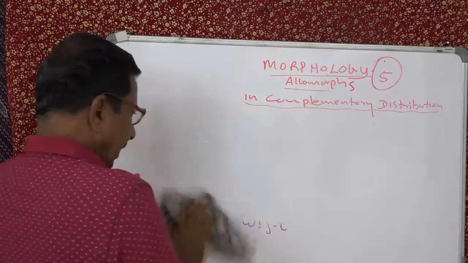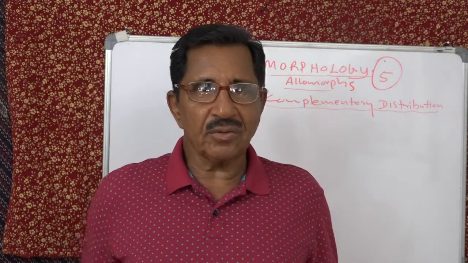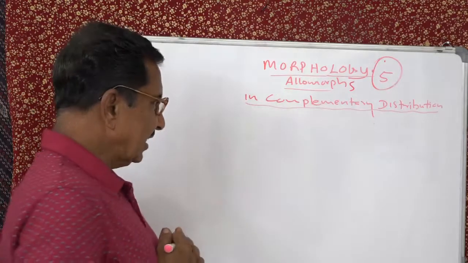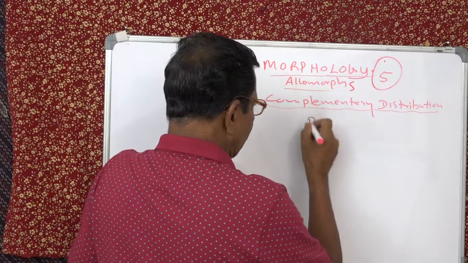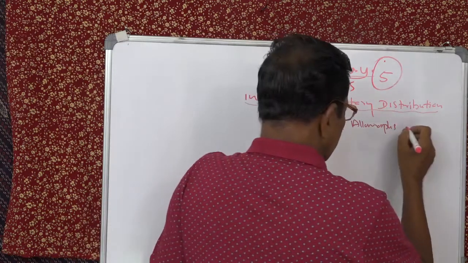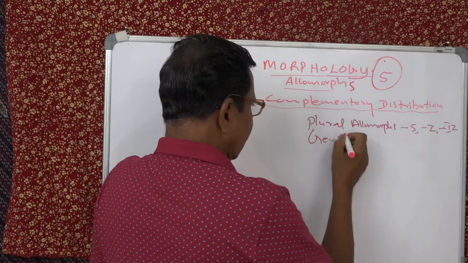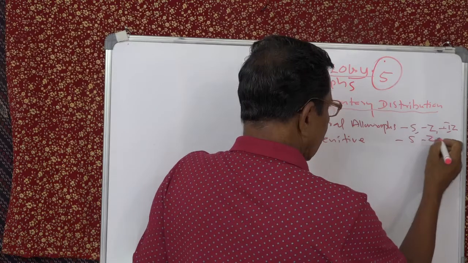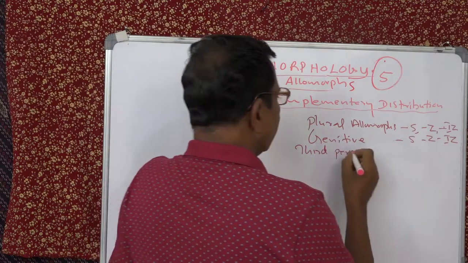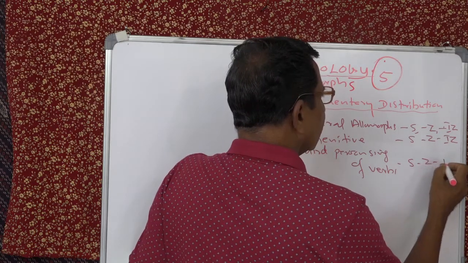Now you have allomorphs of plurals, genitive, that is possessive, and also third person singular of verbs. They all look the same. That's the thing. First we will see the plural allomorphs. Plural allomorphs are s, z, and iz. The genitive or possessive is the same as s, z and iz. And the third person singular of verbs is the same as s, z and iz.